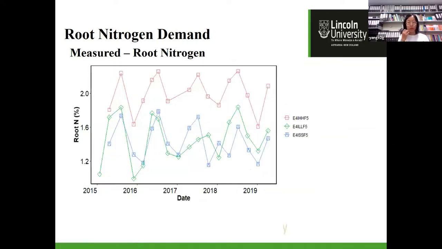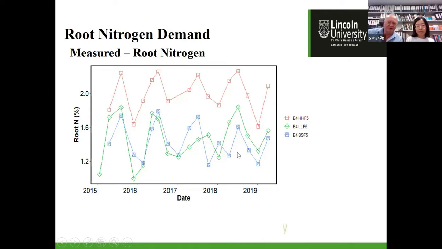When we come to nitrogen in the root, this is measured root nitrogen percentage over time. It showed a very strong seasonal pattern. Root nitrogen decreases in spring and recharges back in the autumn, which is the same pattern that we found for root biomass. The 84-day treatment has higher root nitrogen concentration than the 42-day treatment.